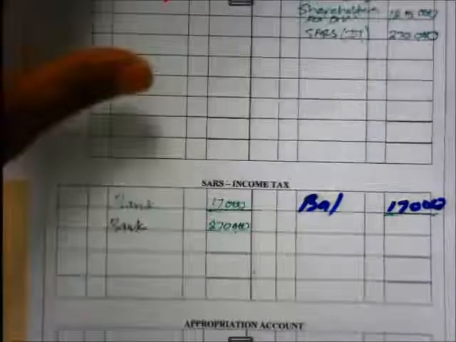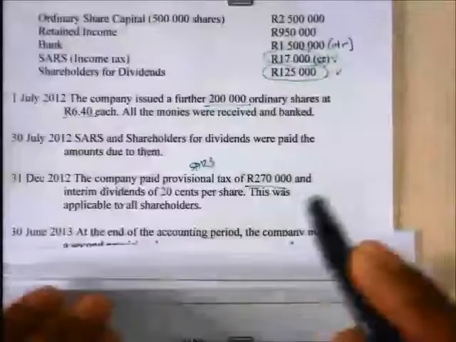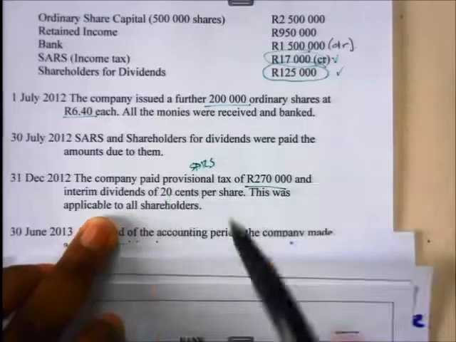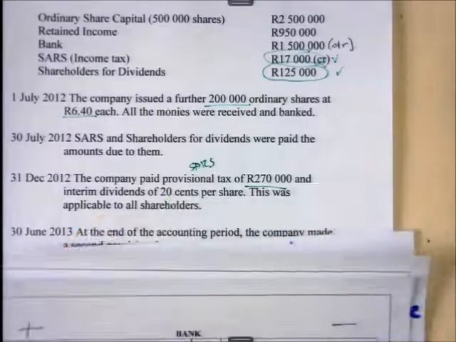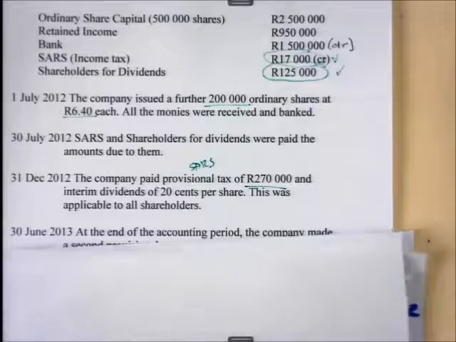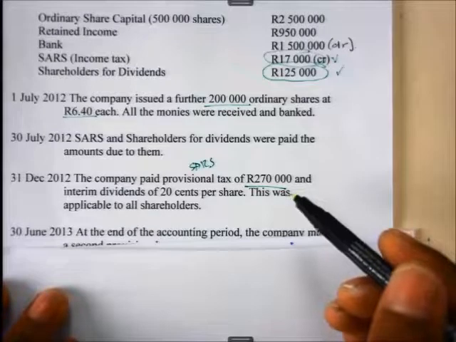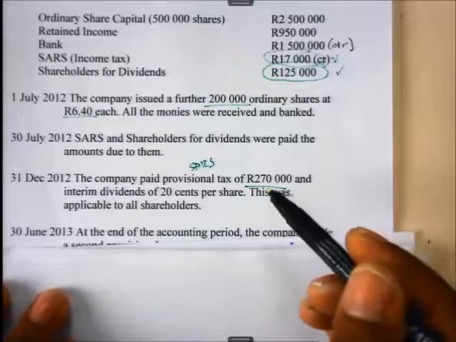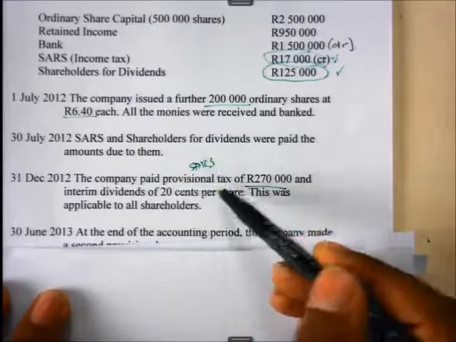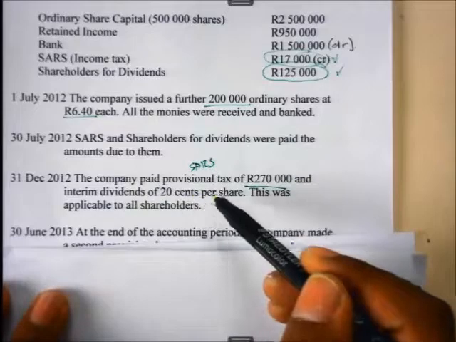The second part of that transaction says, interim dividends of 20 cents were declared and paid. They say the company paid provisional tax of 270,000 and interim dividends of 20 cents.